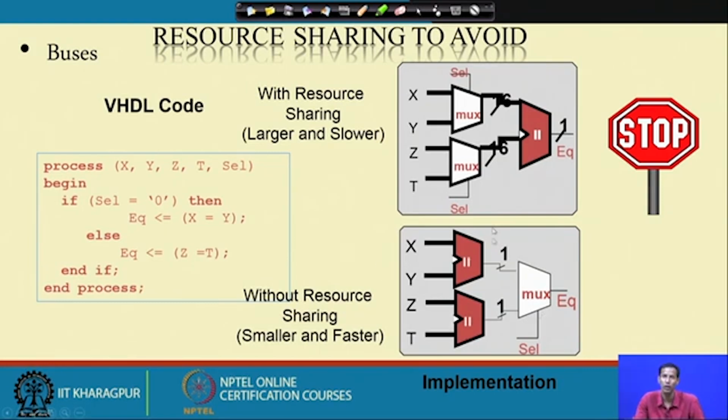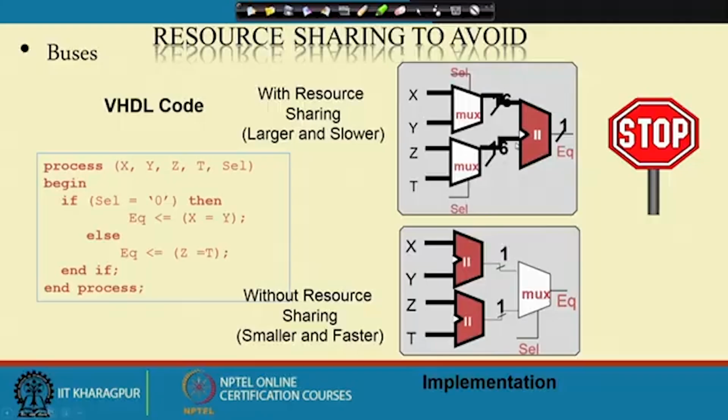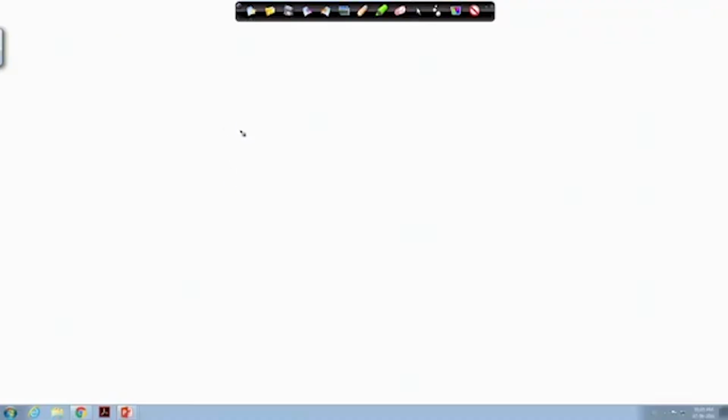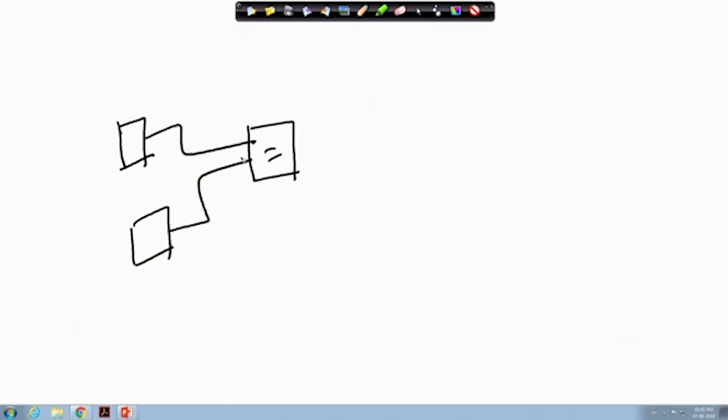Now, if I just want to share the resource, that means if I use only one comparator block, what will happen? I have to choose at what time the operation will be different, right. So here I am having only one comparator block. If I just draw the circuit, I am having only one comparison block, right.